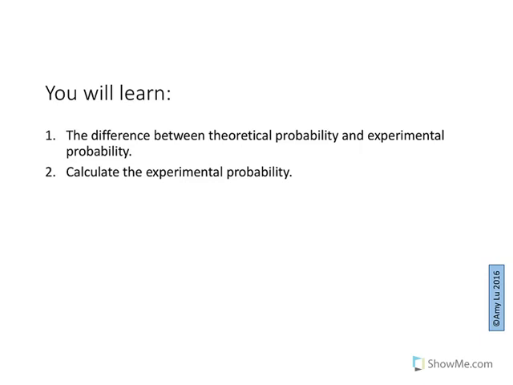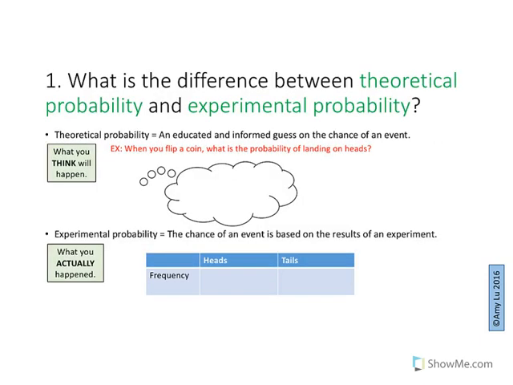This is chapter 9E on experimental probability. In this chapter, you'll learn the difference between theoretical and experimental probability, but we're really going to focus on calculating experimental probability. So first of all, we need to understand what is this difference between theoretical and experimental probability. We've talked about this before.